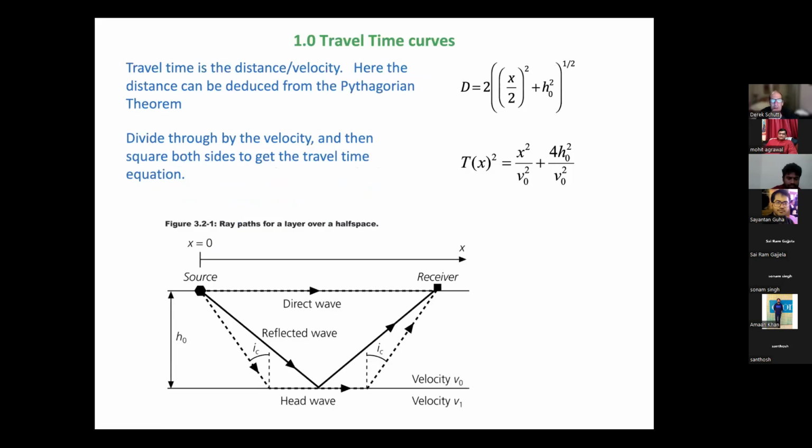So travel time is the distance over the velocity, and the distance that this reflected wave traveled can be calculated from the Pythagorean theorem. So it's 2 times the square root of (x over 2) squared plus h naught squared, where x is the distance between the source and the receiver, and h naught is the thickness of the layer. So we can divide through by the velocity and then square both sides to get the travel time equation.